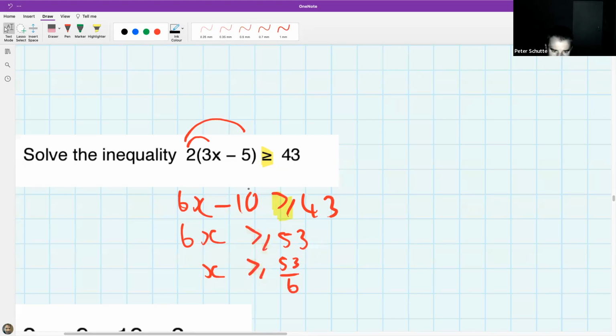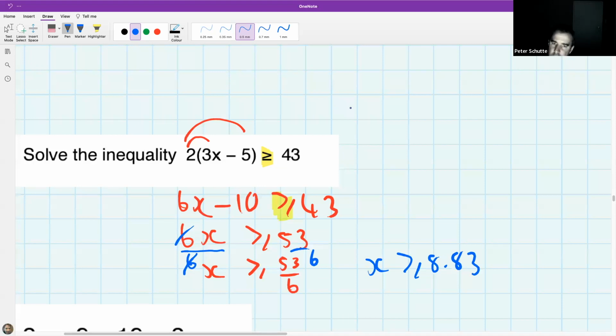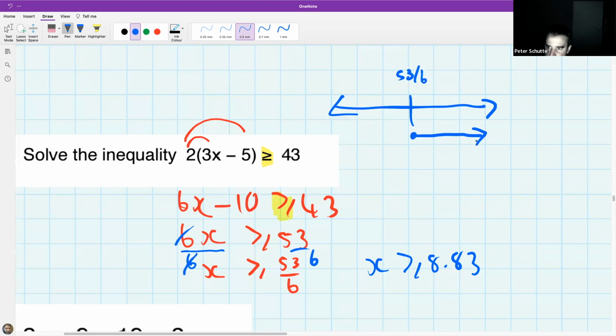Okay. Now I have the 6 over here. So what I did was I divided this side by 6. Sorry, this is too big. I divided this side by 6 and divided that side by 6. And so x is greater than or equal to 53 over 6. If you want, you could also use a decimal. And so on the number line, I'm going to use 53 over 6. It's greater than or equal to, so it's a solid dot. And then it goes like that.